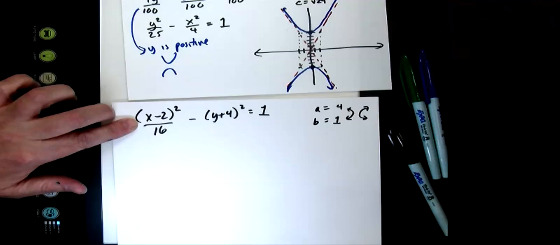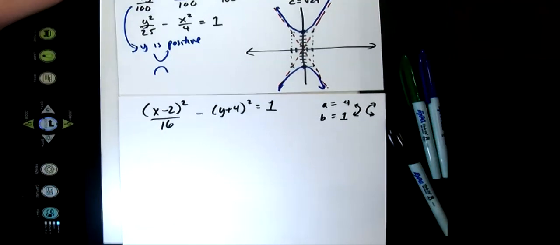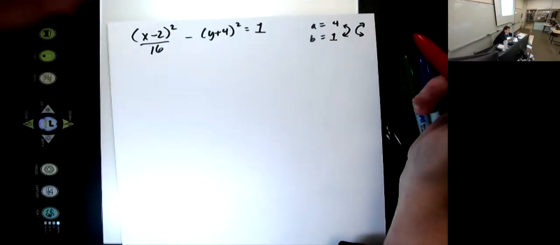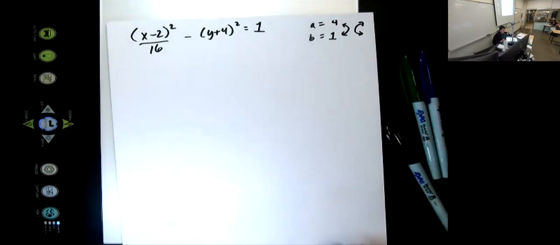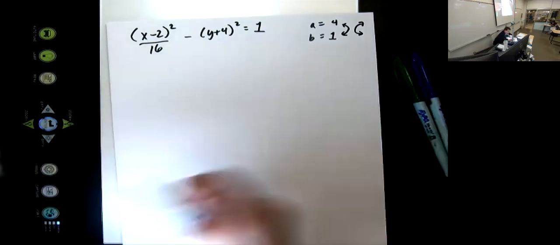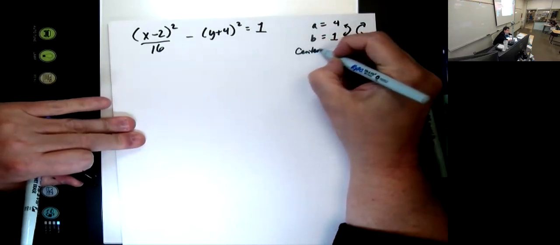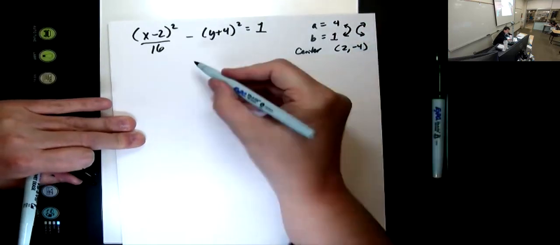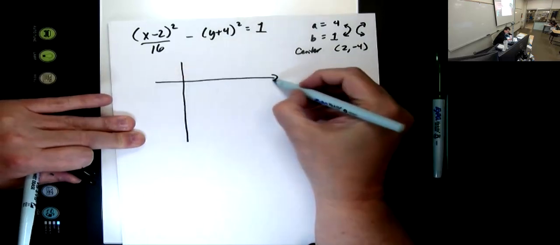Okay, got it now. Good, because I don't have any other way of explaining that. Left and right and up and down is about as simple as I can make it. All right, so let's graph it. Where's my center? 2 and -4. All right, so it looks like we're going to be down in the lower right.